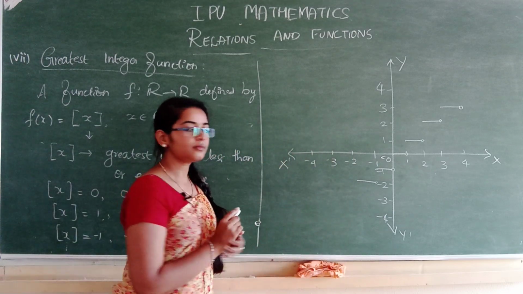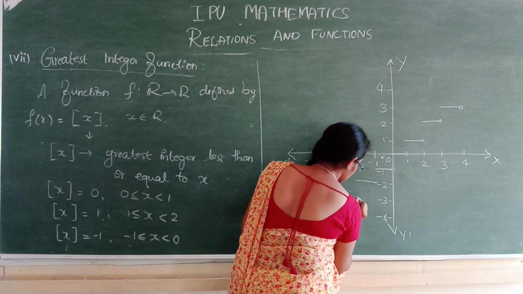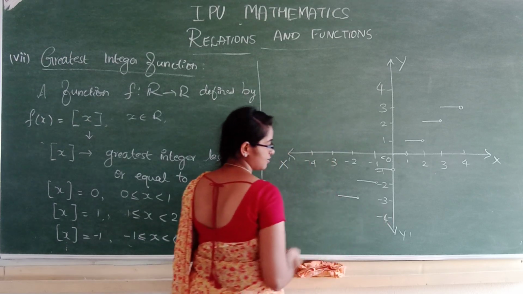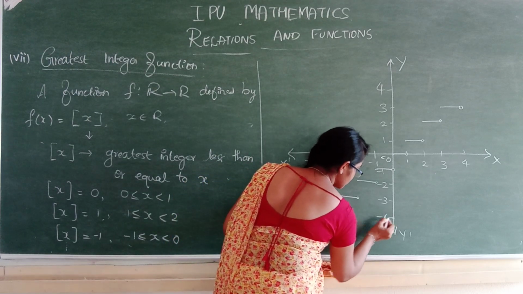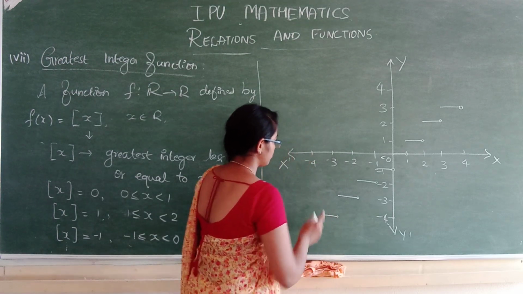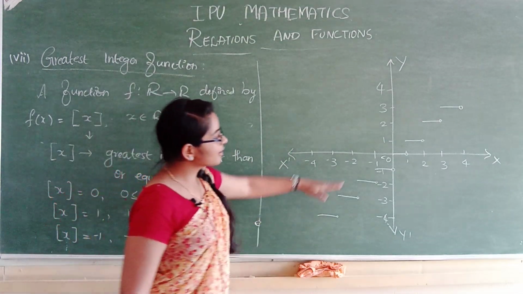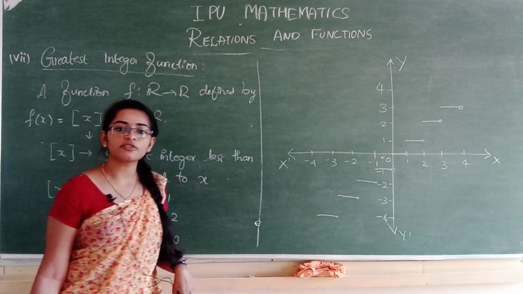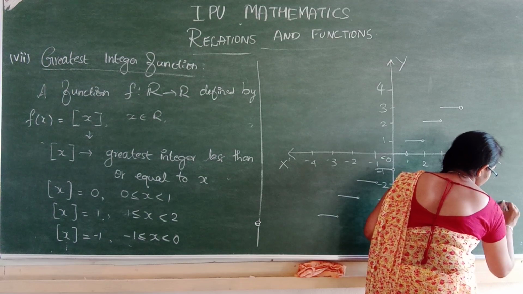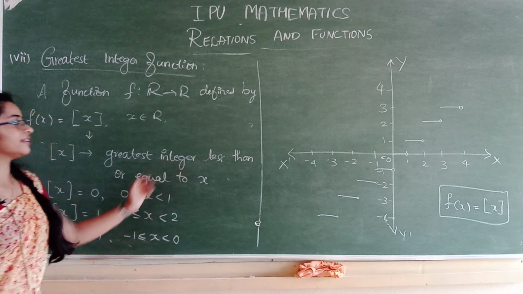Here also, the greatest integer less than or equal to -3 is -3. Here also, the greatest integer less than or equal to -4 is -4. Like this. See, look at the graph. This is the graph of the function f of x is equal to greatest integer x. We call this the greatest integer function, and the graph comes out like steps.